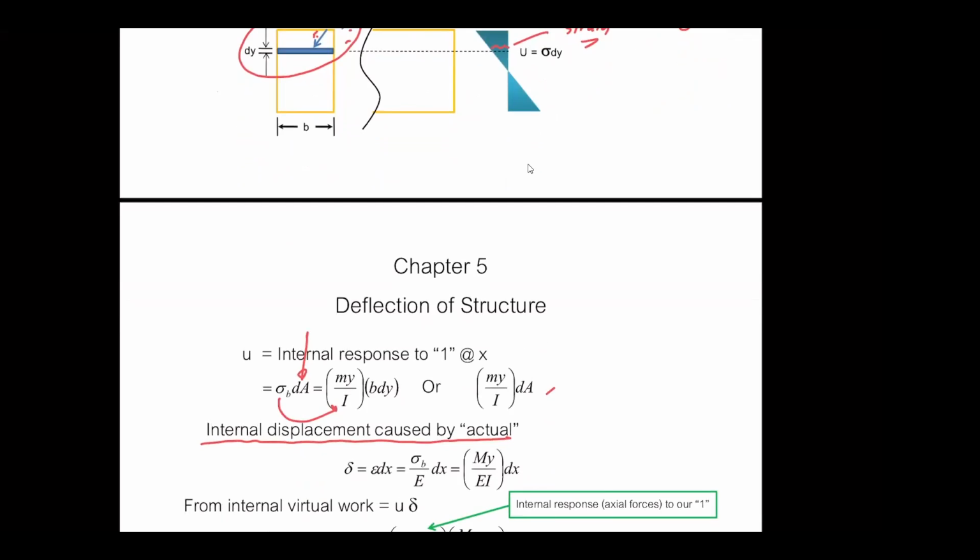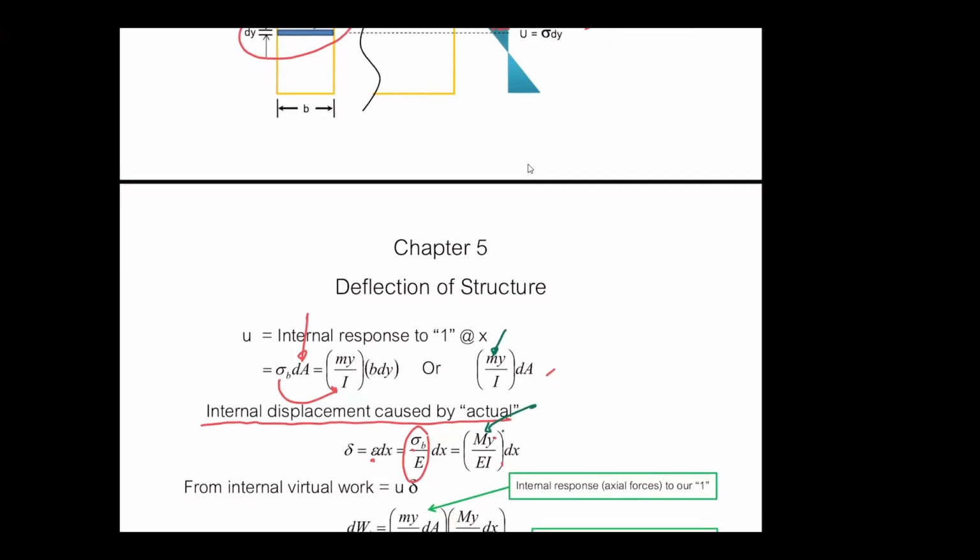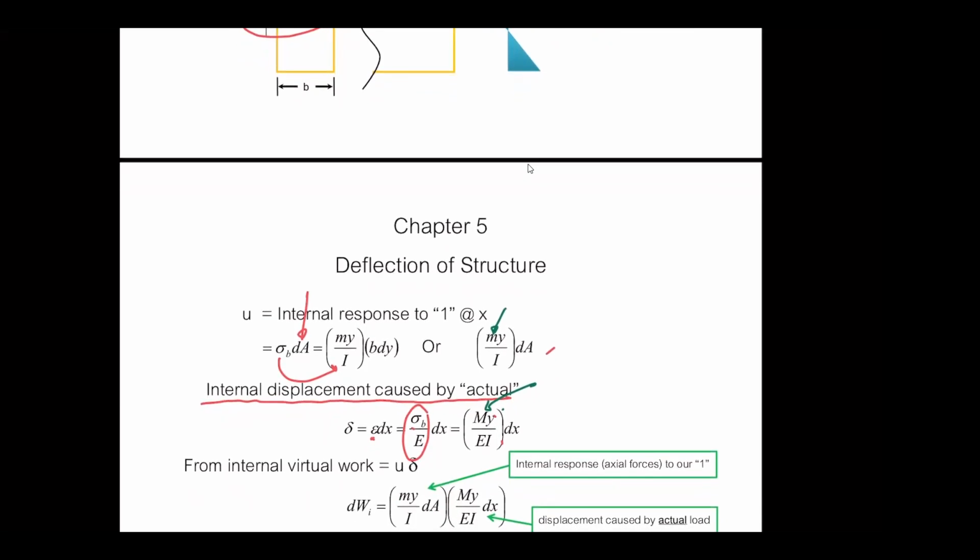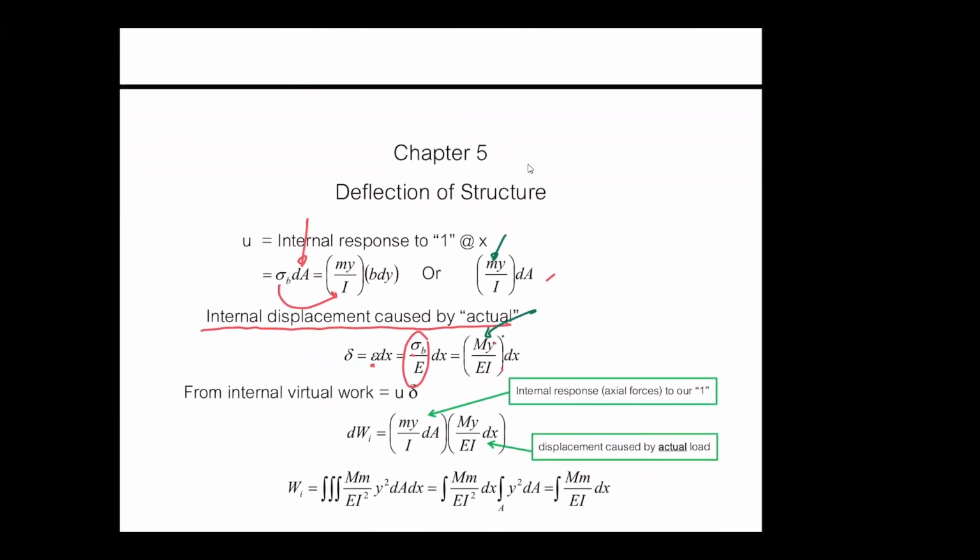And this strain is stress over Young's modulus, right? And stress is My over EI. Notice that I am using the small m here for the virtual and the capital M here for the actual. So this is a strain caused by the actual moment. So it's M y over EI multiplied by dx. So when I want the work, I multiply these two terms together. The first term is the internal response.